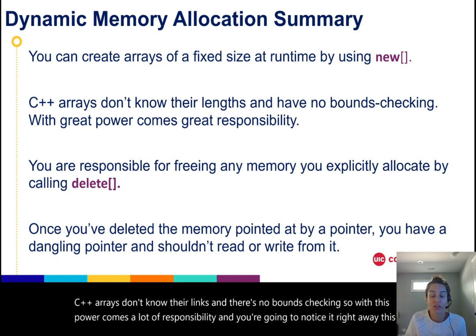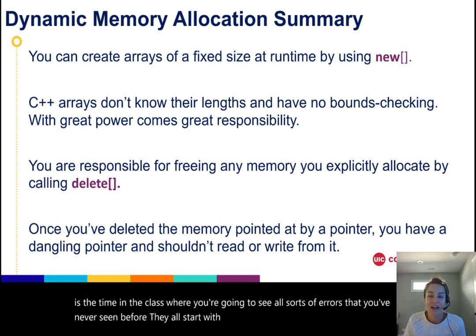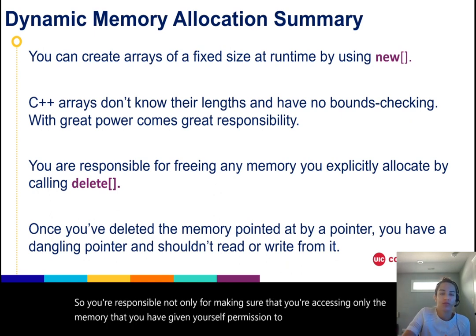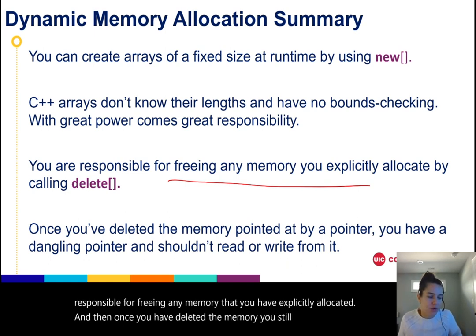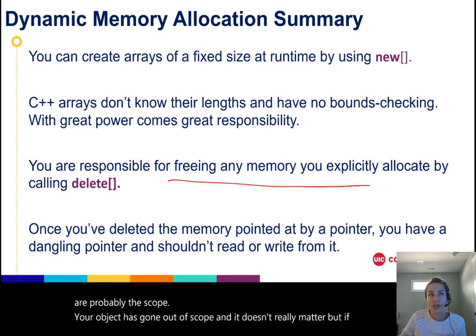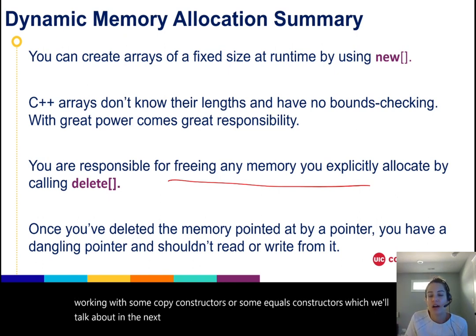You're going to notice it right away. This is the time in the class where you're going to see all sorts of errors that you've never seen before. They all start with SIG, and it's all in your control now. So you're responsible not only for making sure that you're accessing only the memory that you have given yourself permission to access, but you're also responsible for freeing any memory that you have explicitly allocated. And once you have deleted the memory, you still have access to that pointer. Probably the scope of your object has gone out of scope and it doesn't really matter. But if you are working with copy constructors or assignment operators, which we'll talk about in the next video, you'll see that you can reuse that pointer.